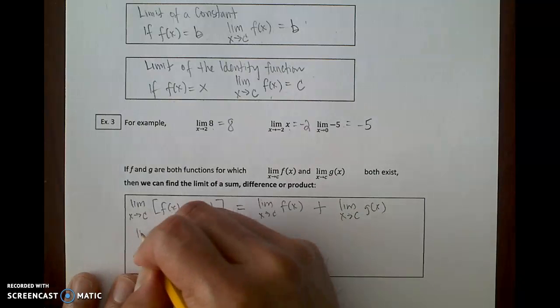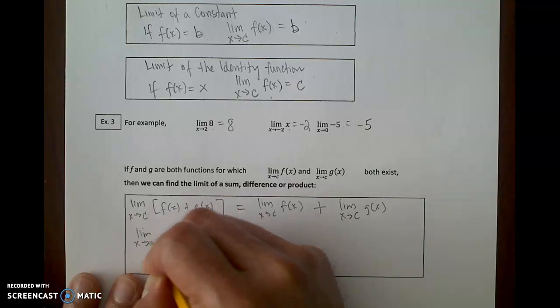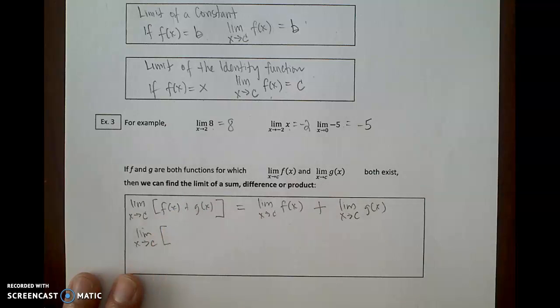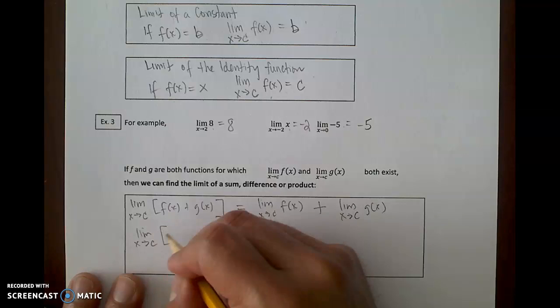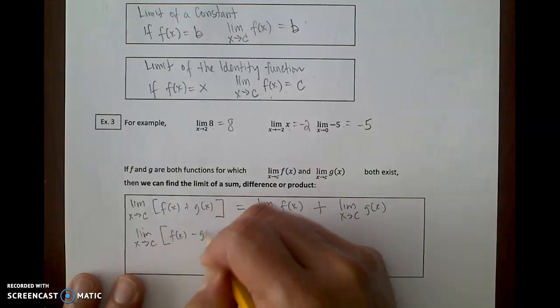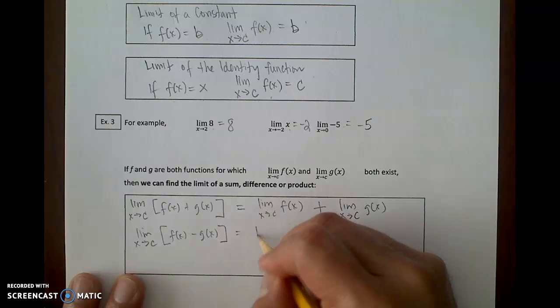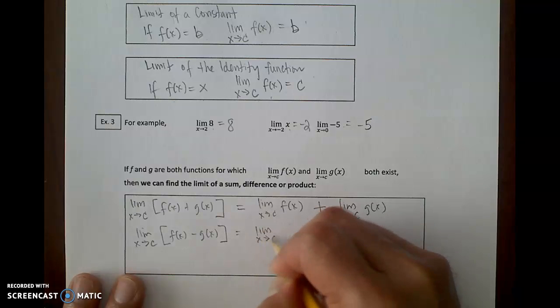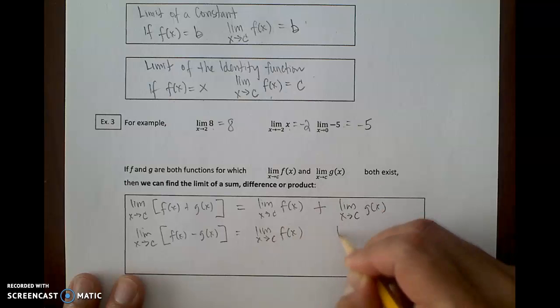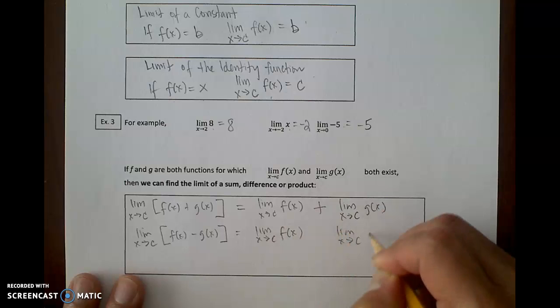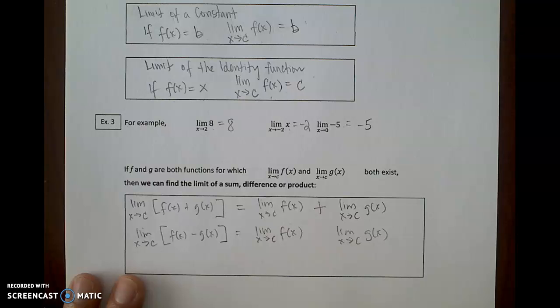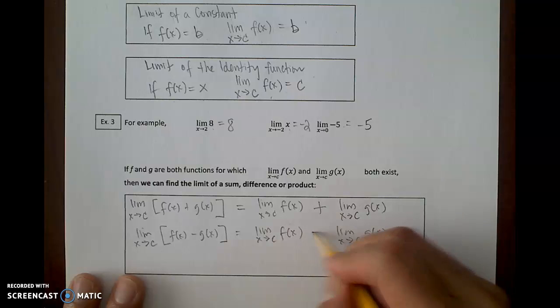Same thing happens with the difference. If you're trying to find the limit as x approaches c for the difference of these two functions, that can be found by simply taking the limit of each function separately and then subtracting them.